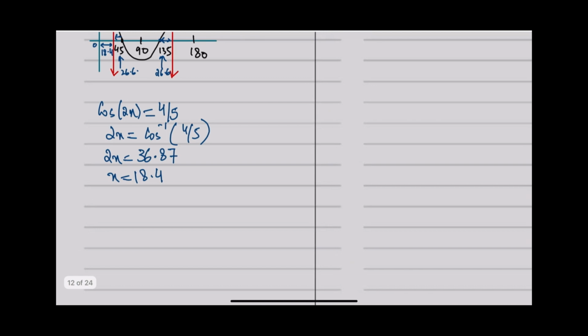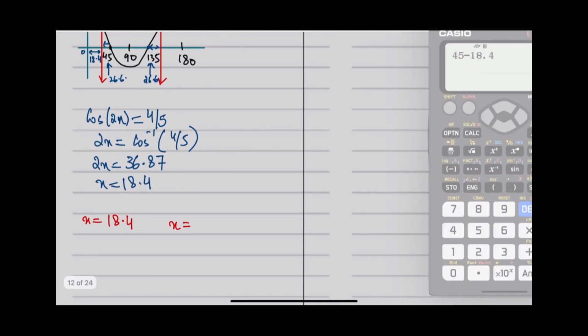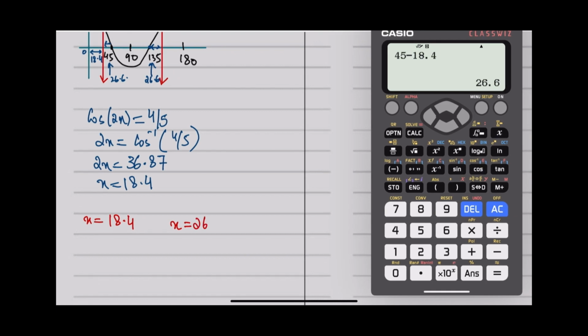Now, the angle is going to be: the first point of intersection is 18.4, the second intersection is 26.6 more than 135. So this is going to be 161.6.